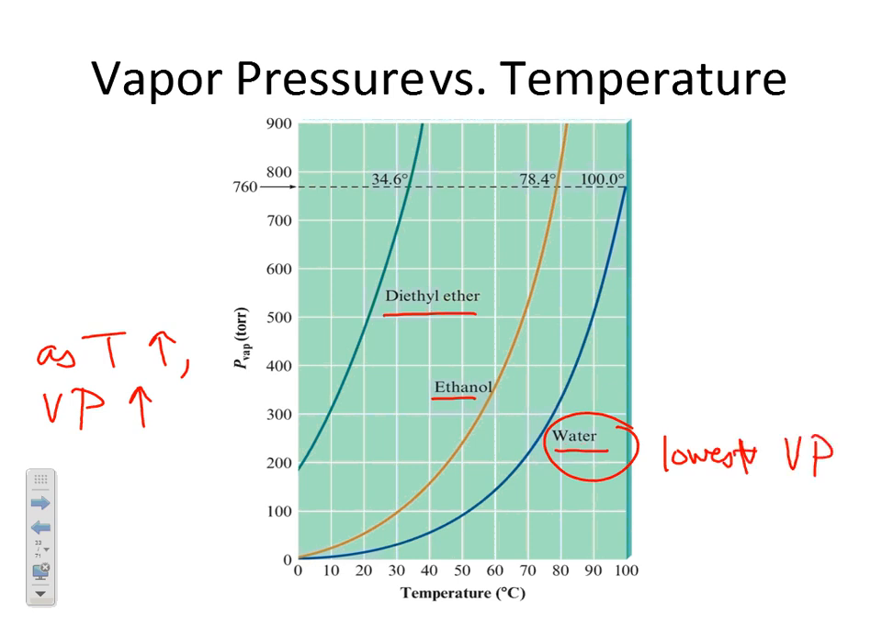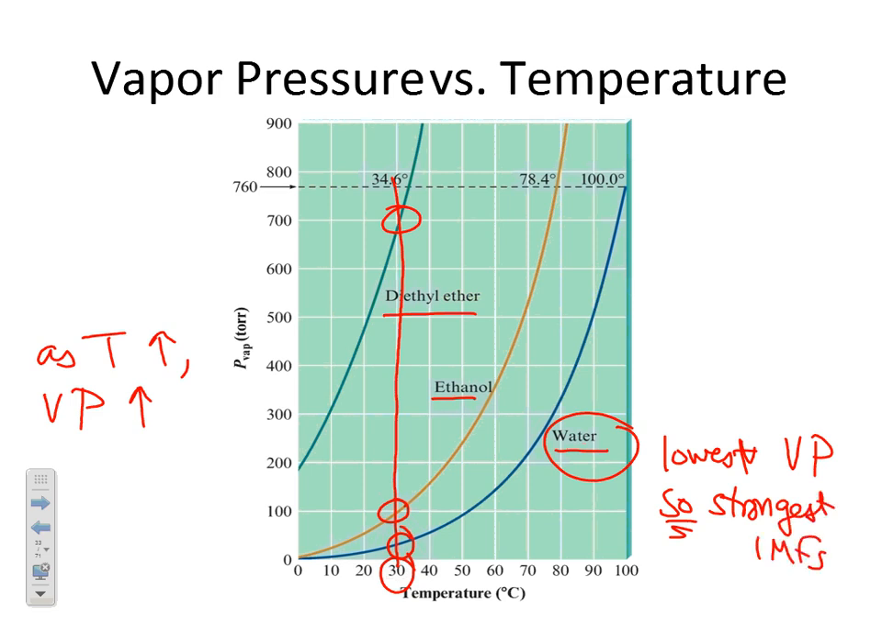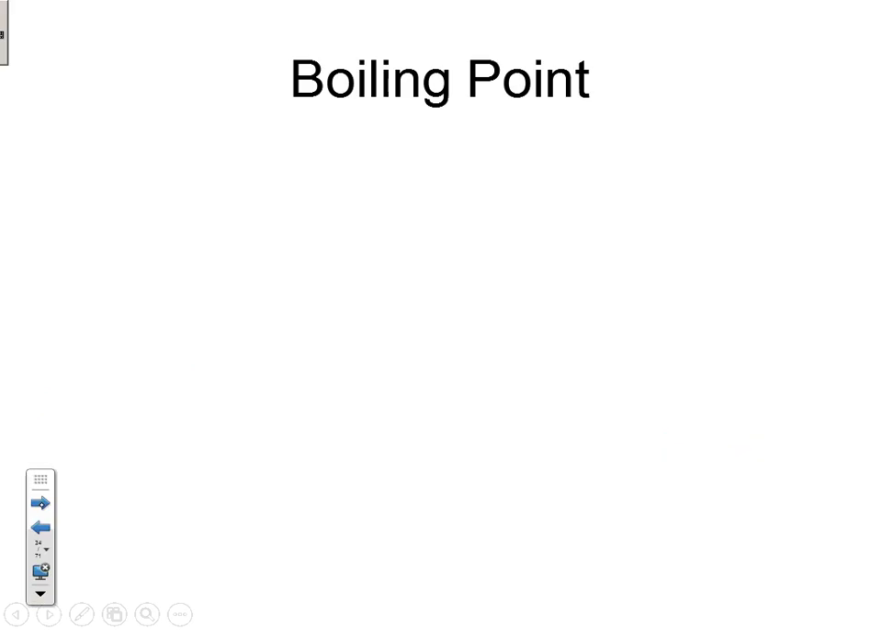Of the three at any given temperature, right? If I picked like 30 degrees Celsius and I looked at the vapor pressures, these are the three vapor pressures. Water is the lowest. It's the lowest consistently. That means that water of these three compounds has the strongest intermolecular forces of attraction. Right, weaker vapor pressure, less vapor, because they're sticking together. The molecules are sticking together very, very strongly.